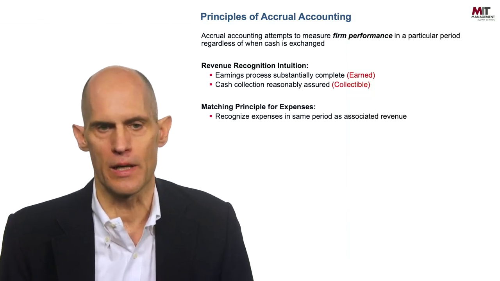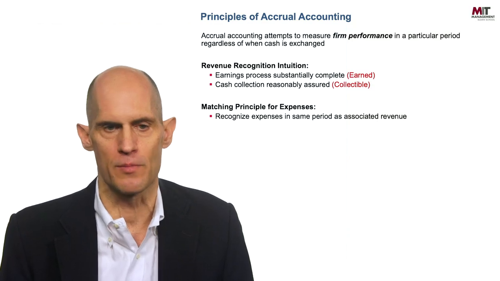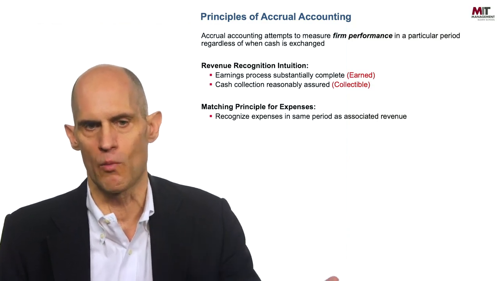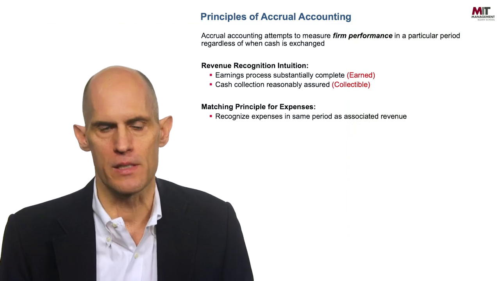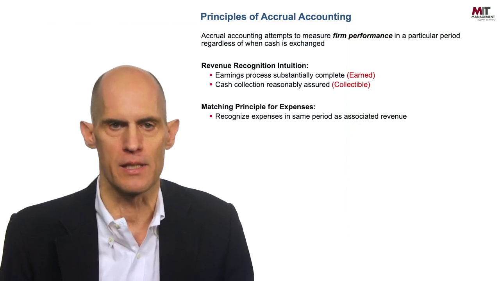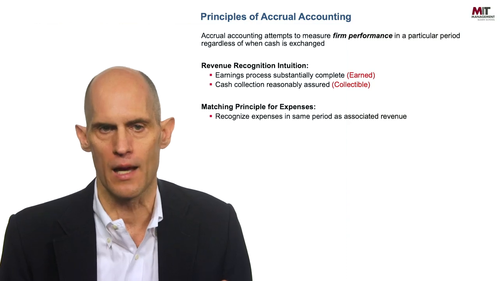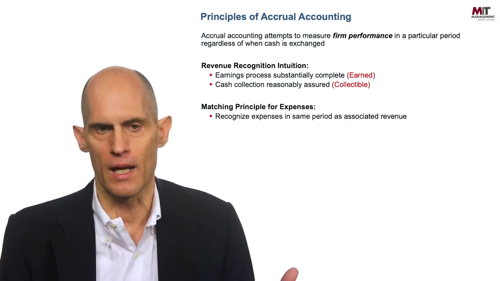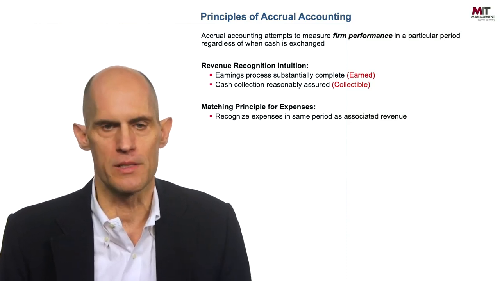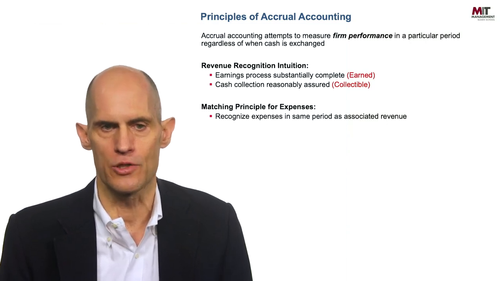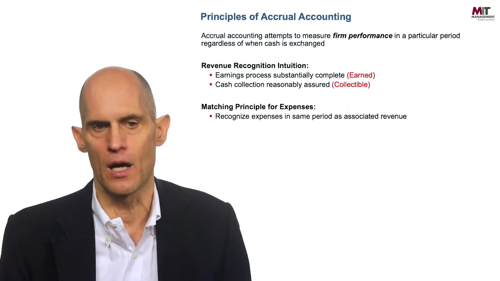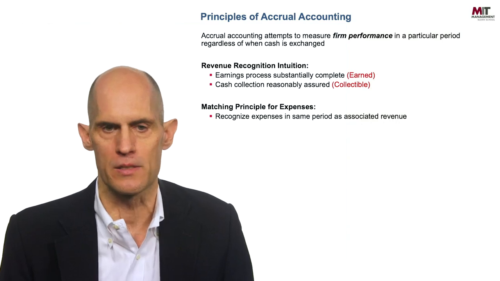And then expenses are easy. We have a matching principle for expenses. So when we recognize revenue, we're going to recognize expenses in the same period as the associated revenue. So that's accrual accounting. We've got a revenue recognition rule. Is the earnings process complete? Is cash collection assured? And if so, we're going to match any expenses in the same period as the associated revenue.